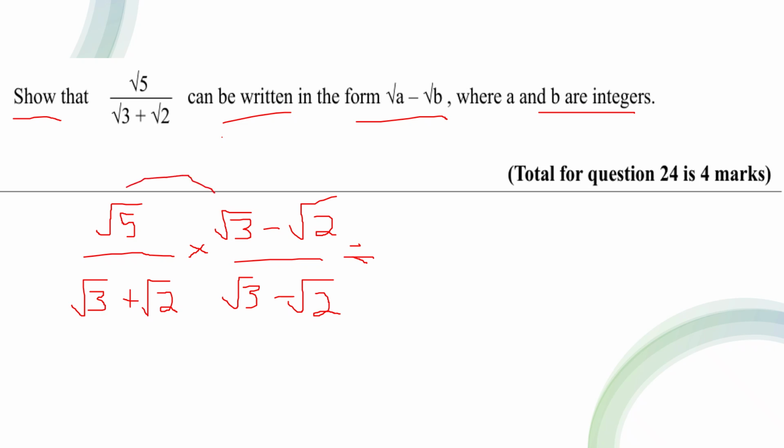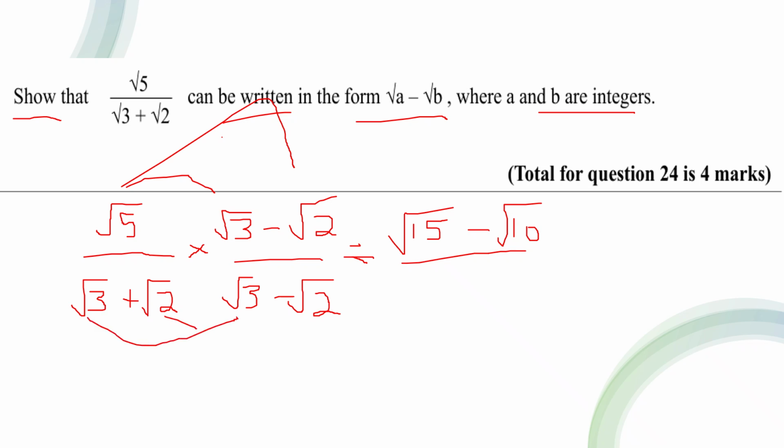So root 5 times root 3 will be root 15, or the square root of 15. And then I've got root 5 times minus root 2, so minus root 10, minus the square root of 10, all over. Here's the clever trick I'm going to use. It's going to be this times this, and then this times this, because the middle terms end up cancelling.